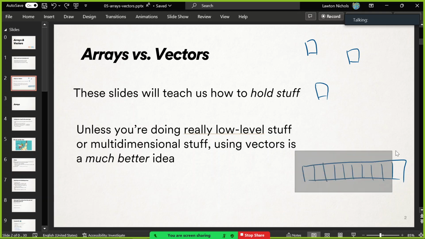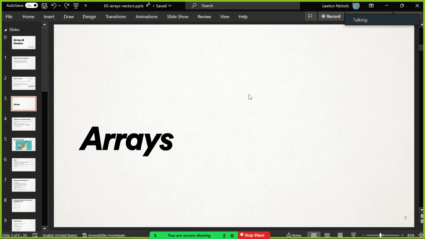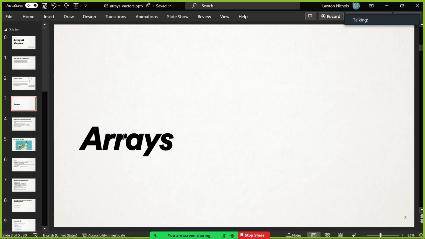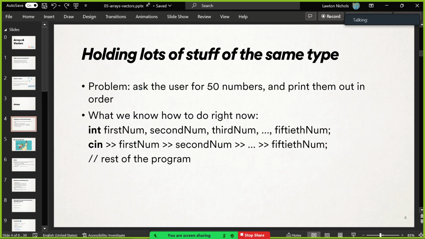So it's just a way to hold a bunch of stuff. That's all they are, arrays and vectors. Two different ways of doing the same thing. Arrays are the old way. That's the way from the original C language for every programming language. It's very low level, very simple. They exist in C++ too. But I want to teach them to you because vectors are like a better version of arrays. That's why we're going there first. So it's all about holding a bunch of stuff of the same type.